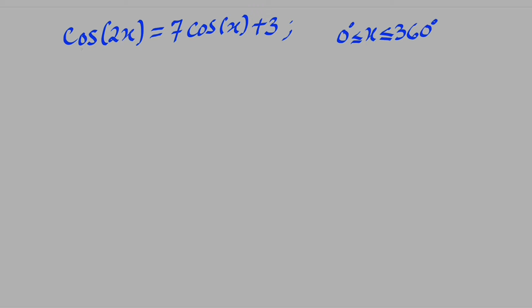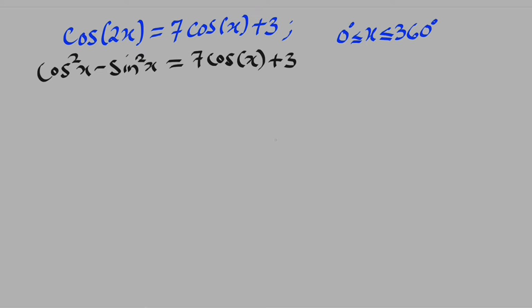From the left hand side, you can see we have cos 2x, which is a double angle. So let us go ahead and expand it. It can be written as cos squared x minus sine squared x, and to the right we have 7 cos x plus 3. From left hand side to right hand side we have cosine and sines. So we want to write everything in terms of cos.